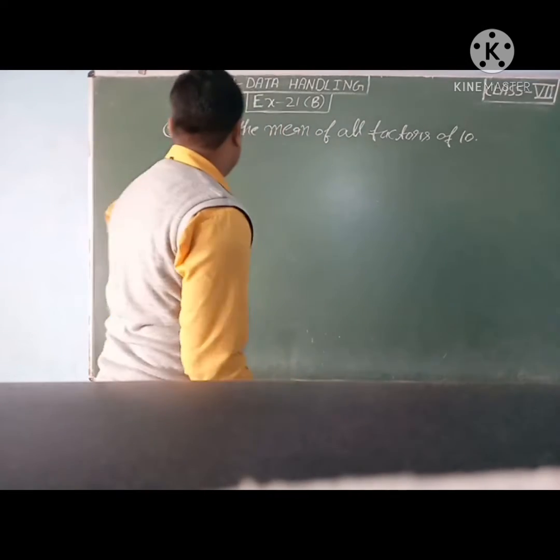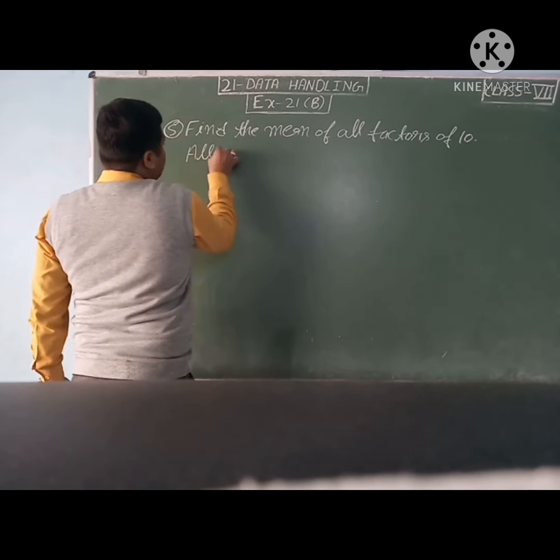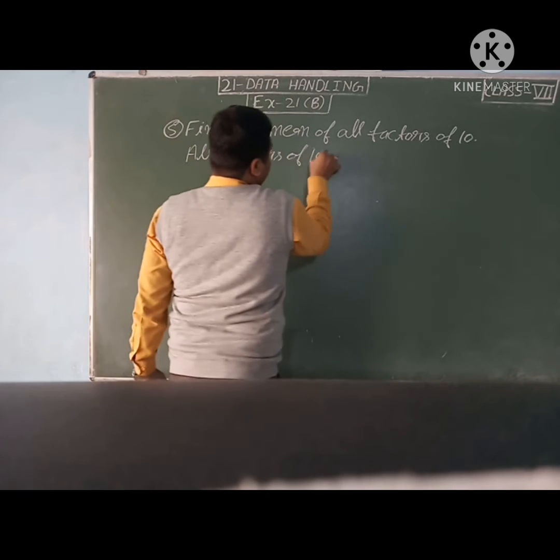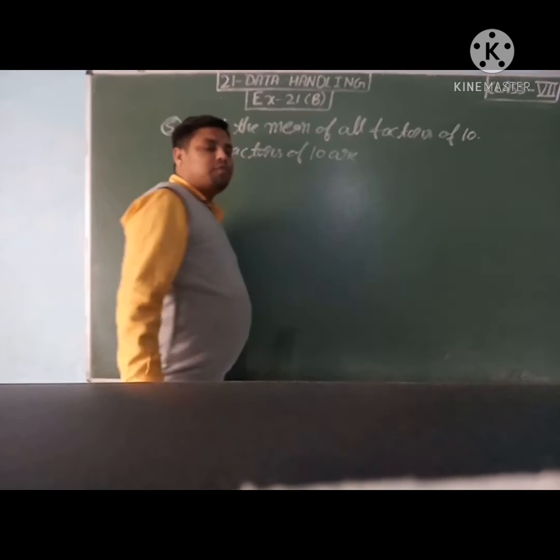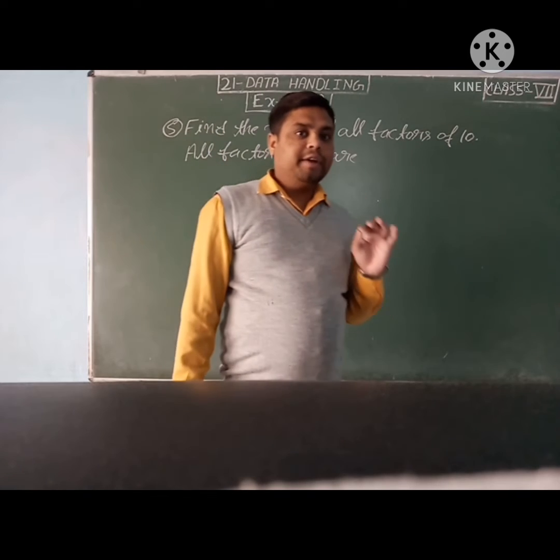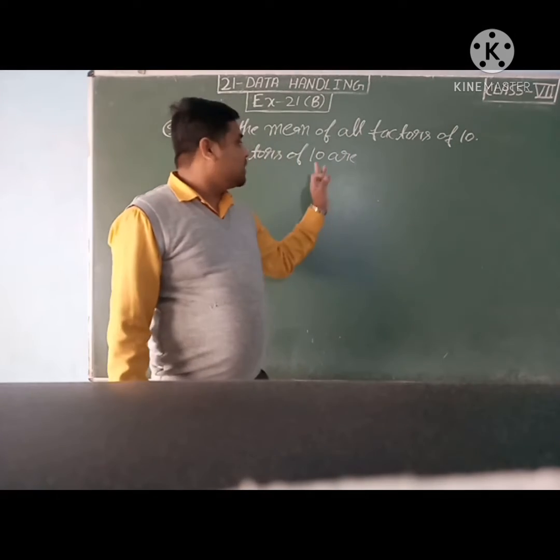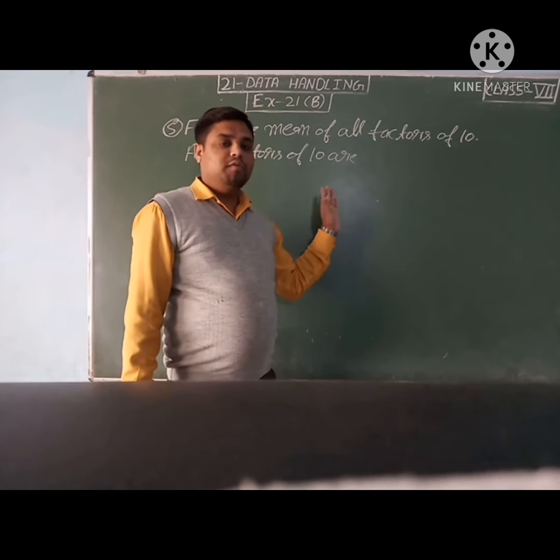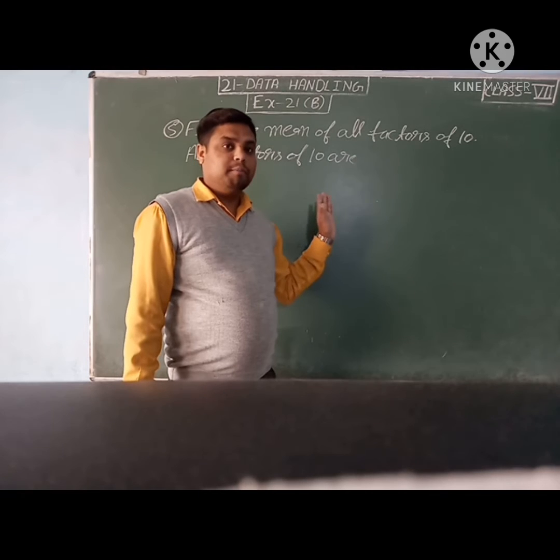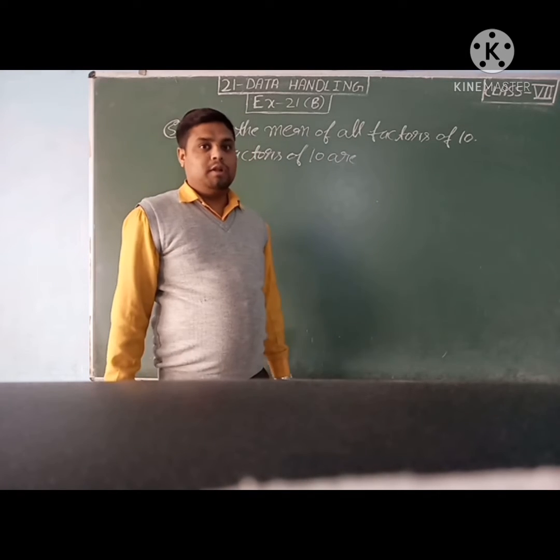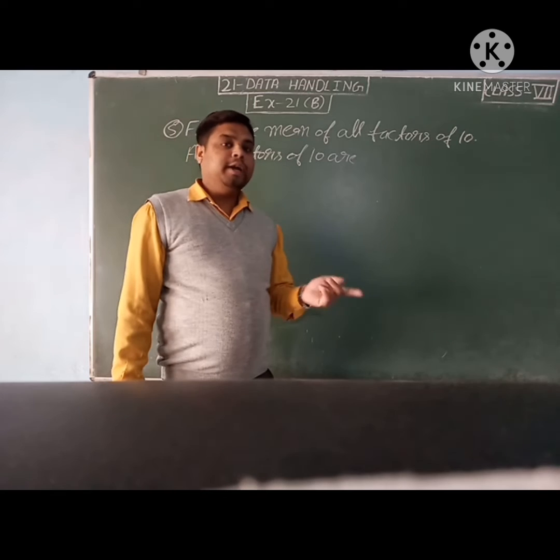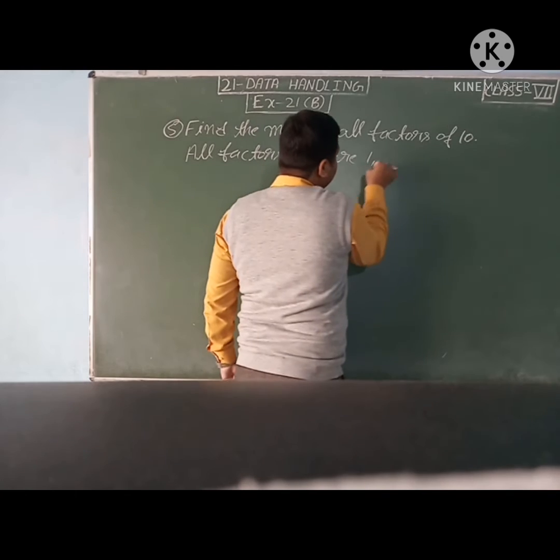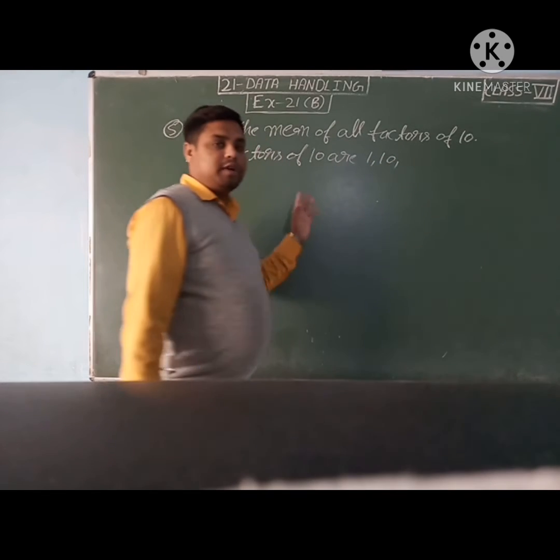So see how we can find all factors of 10. So what is a factor? A factor is a number by which the given number is divisible. So it means factors of 10 will be the numbers by which 10 is divisible. From 1 and itself, every number is divisible. So 1 and 10 are the factors of 10.